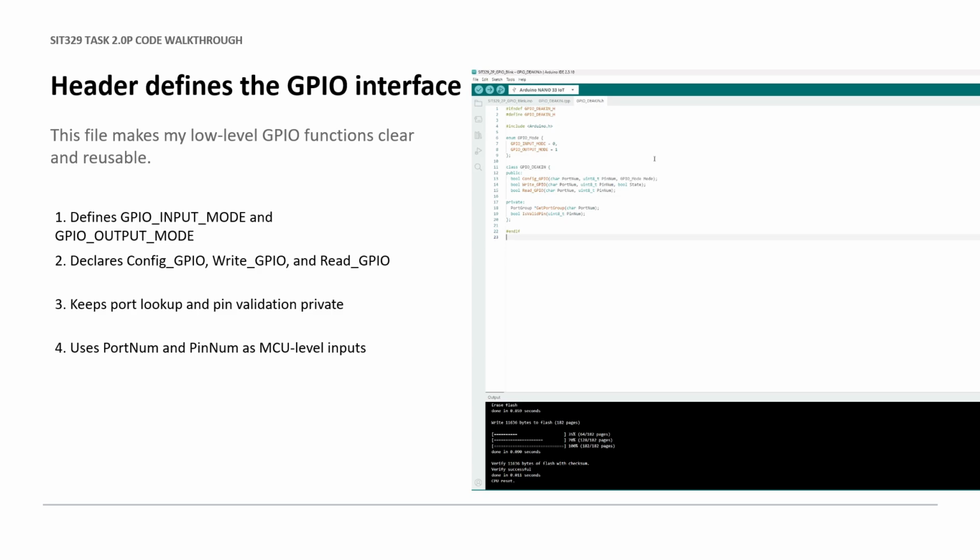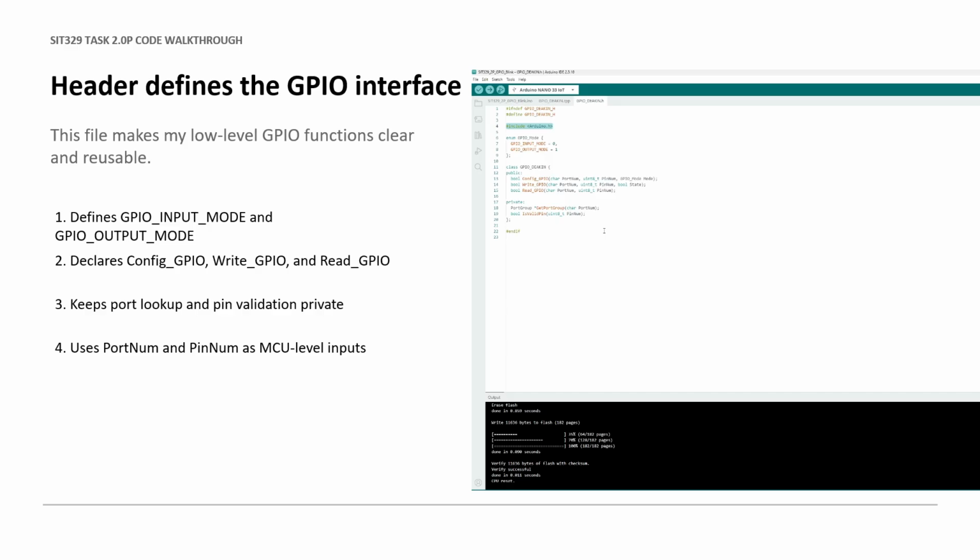On this slide, I'm explaining the header file, gpio-daemon.h. This file defines the interface for my own low-level GPIO class. First, I include Arduino.h because the Arduino SAMD core provides the SAMD21 register type definitions that I need, such as port group. It also provides constants, such as HIGH and LOW.